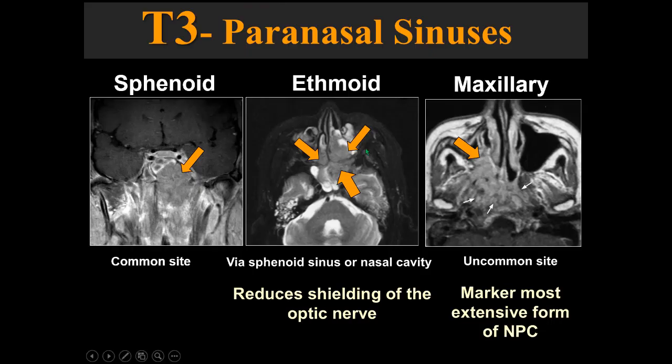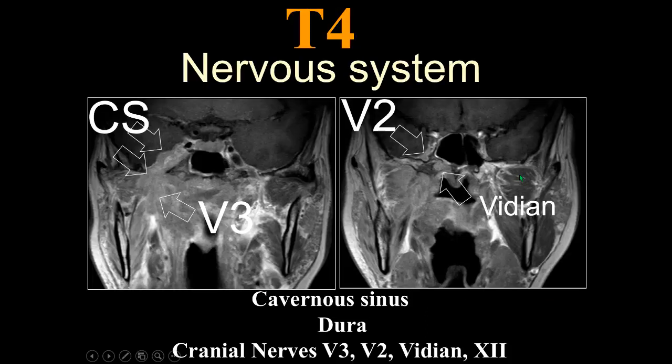The paranasal sinuses, well, obviously the nasopharynx is just below the sphenoid sinus, so the sphenoid sinus is a very common site to have invasion. Ethmoids not so common. They are usually via the sphenoid sinus forwards or sometimes via the nasal cavity. And it's important to look there because it may have an influence on the optic nerve. And then for the maxillary sinus, it usually goes in through the back, and it's really an extensive marker of invasion.